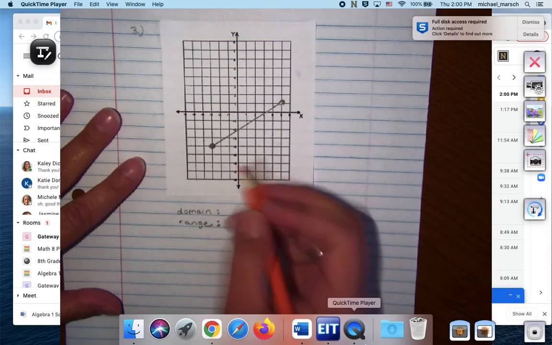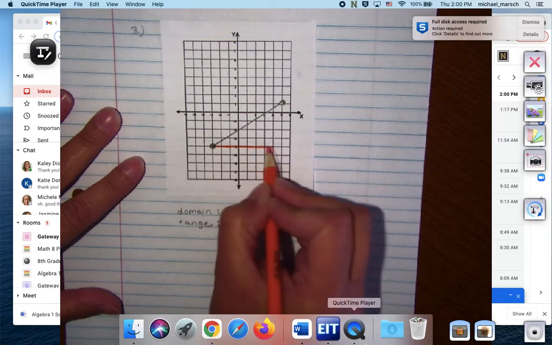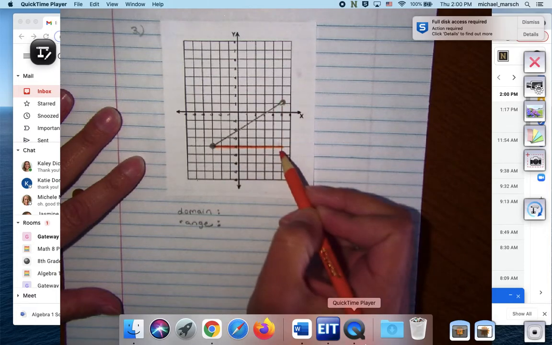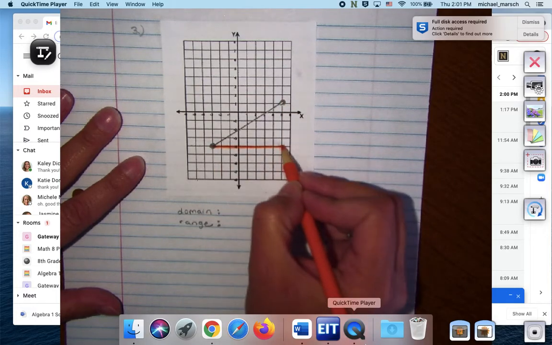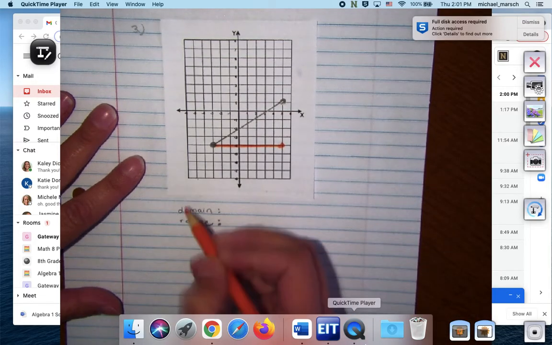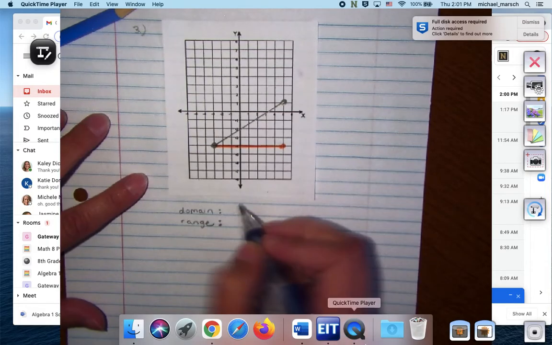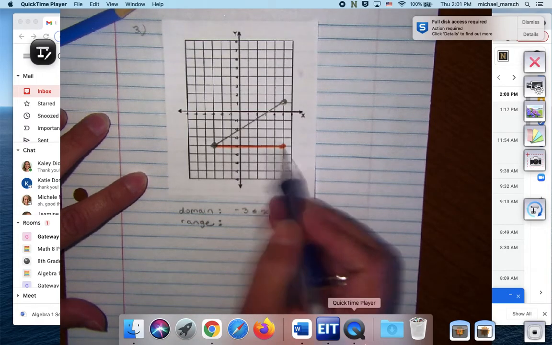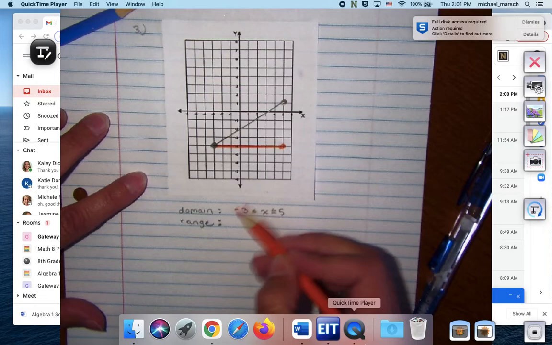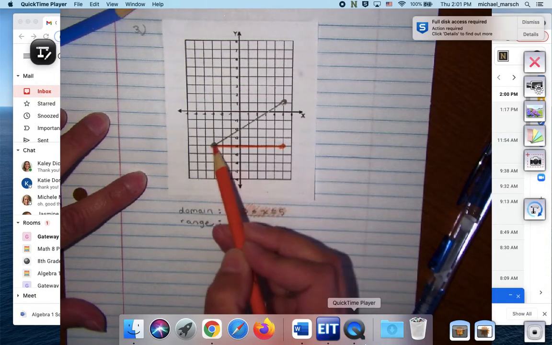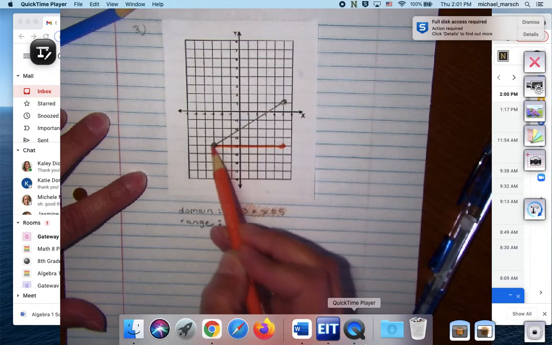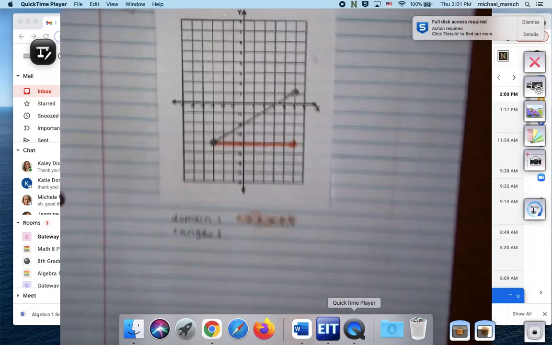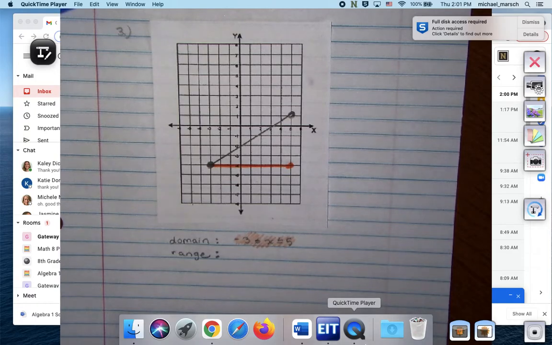So I'm going to draw my horizontal line. This is all of the X values that this encompasses, right? So it goes from negative 3 over to 5, correct? So my domain is going to be all of the values between negative 3 and 5. So I'm going to color code that, so everybody can remember that these were my X boundaries, negative 3 and 5, less than or equal to. It's an inequality. So go ahead and fill in your domain values.